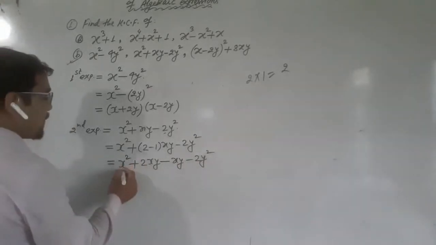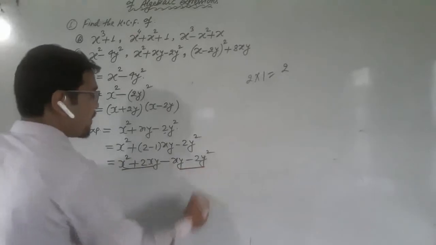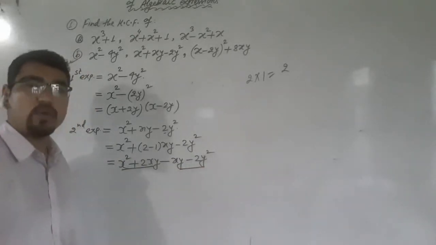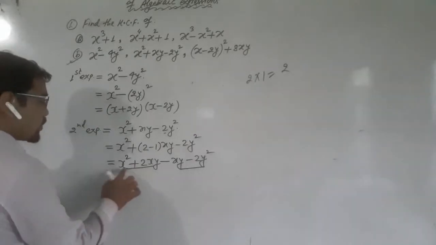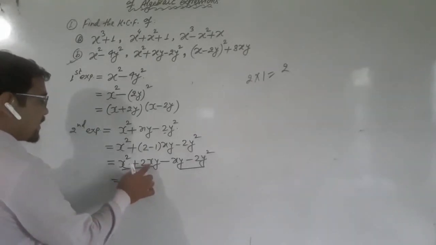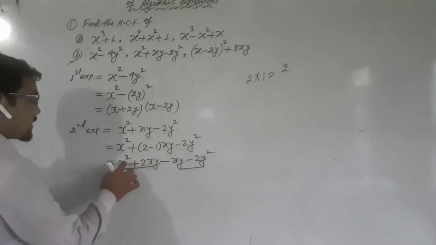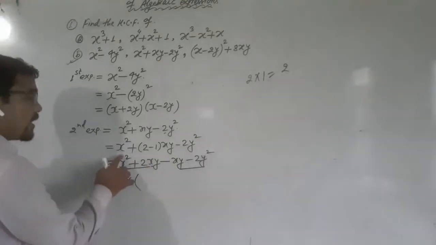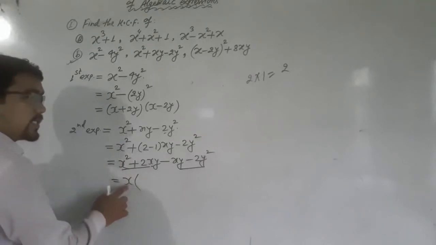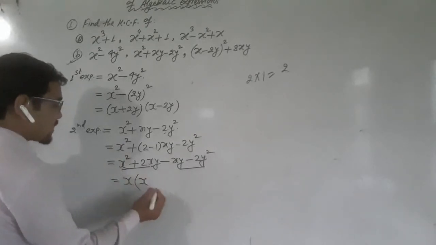So we have to make pairs: the first two terms and the second two terms. After making pairs, we have to take out the common factor. What is common from these two? Everything looks nice. Xy is here, and x we have, then x square. This x is common, so we can take x common. Out of this x square, one x is taken out, and another x still remains there.